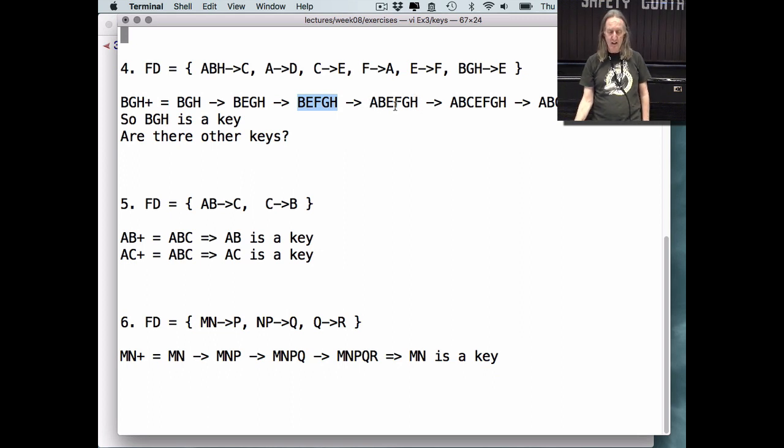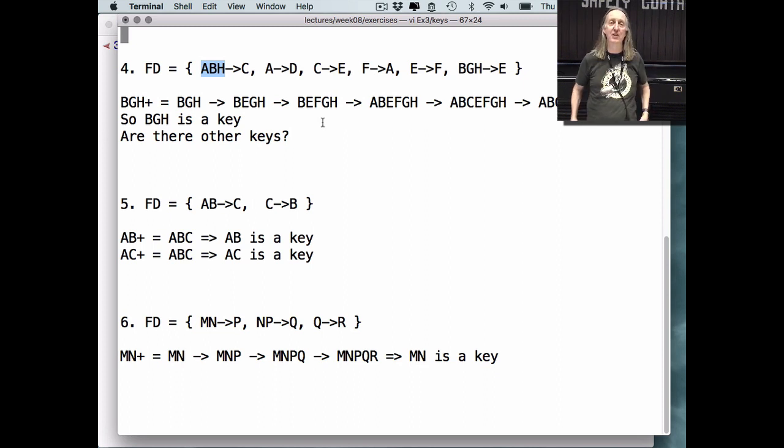Once I've got this set of attributes, I can pick out some subset of those attributes that happens to be the left-hand side of a functional dependency, like these ones here, and then I can add all of the attributes on the right-hand side into my gradually growing closure. So that'll give me that. And once I've got C included, I can add E, which I already had. And what else can I add? Oh, because I've got A, I can add D. So that gives me the entire set of attributes, and therefore BGH is a key.